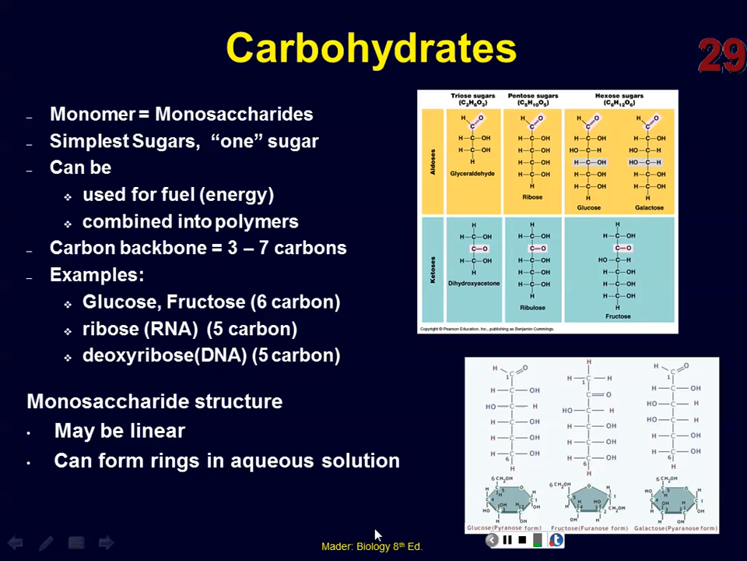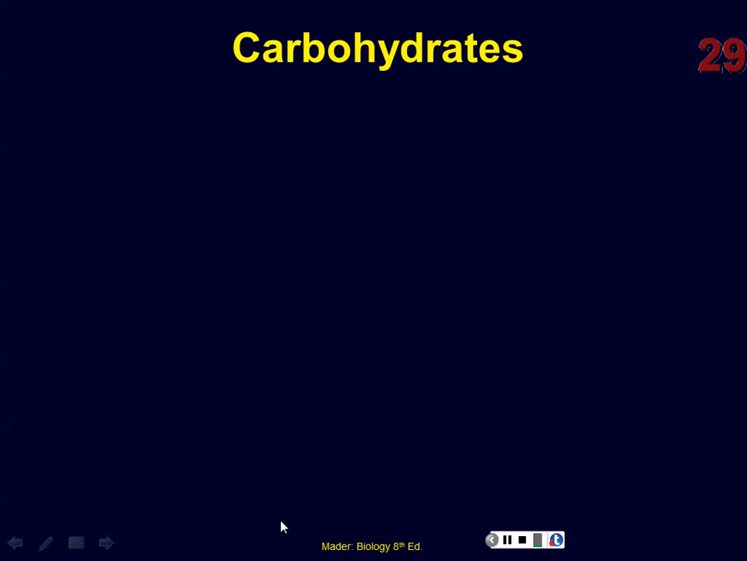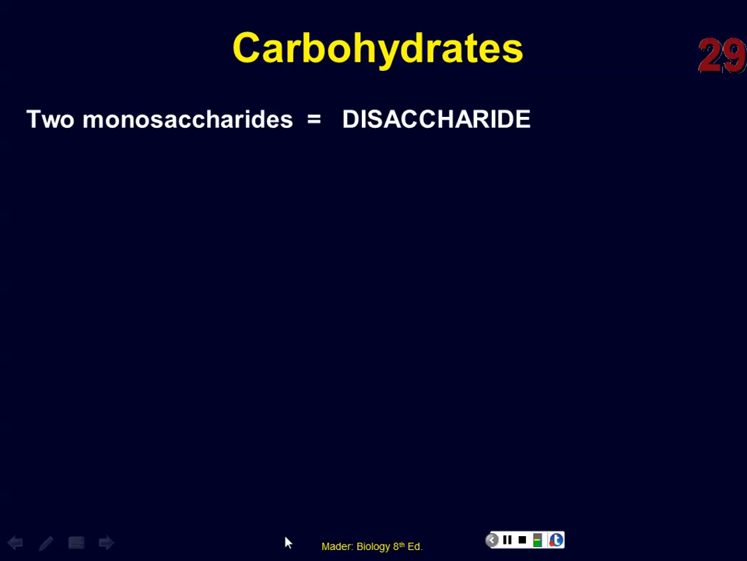Okay, when you bond 2 monosaccharides together, when they are bonded together, it is called a disaccharide. Di means what? 2. That's exactly right. It's a disaccharide. Quick quiz. What reaction would be used to bond two monosaccharides together? Dehydration synthesis. Very good. Excellent.